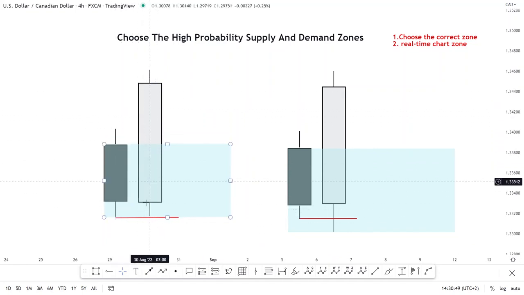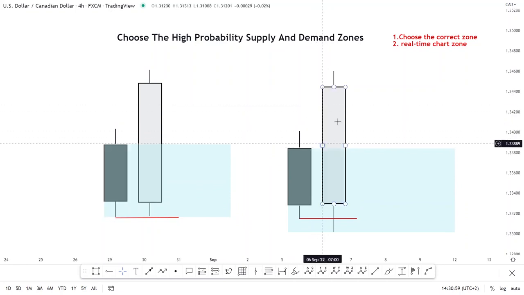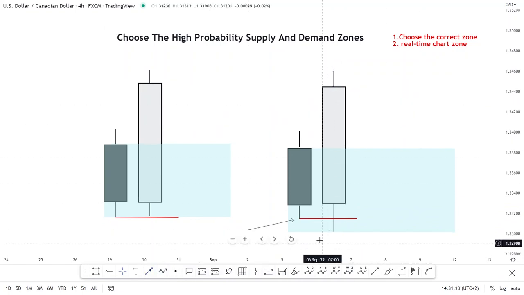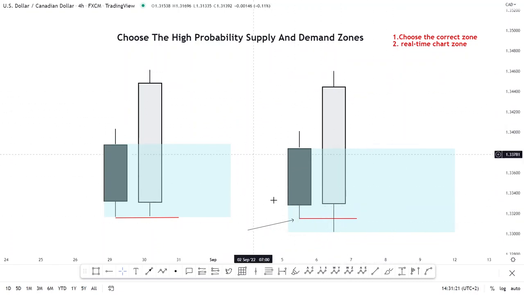So this candle here is more important, better than this one, and this one is very important too. But what we need to see is that the candle that creates the zone, this candle here, must break this low here, because there will be some orders at this low. So the market must tap the low here before moving higher. This one here is the most effective demand zone.